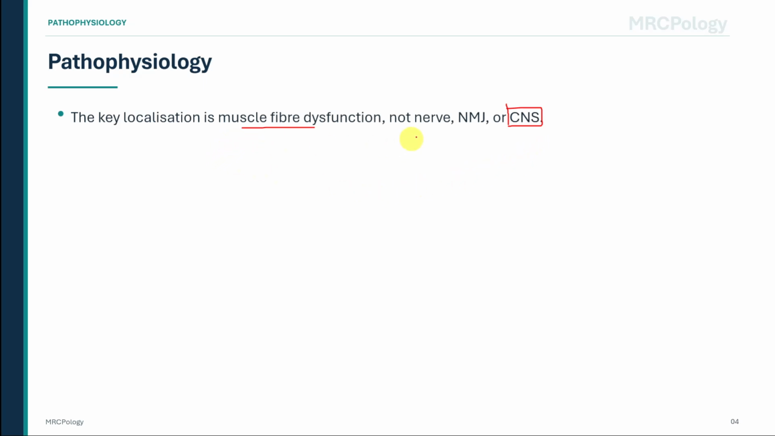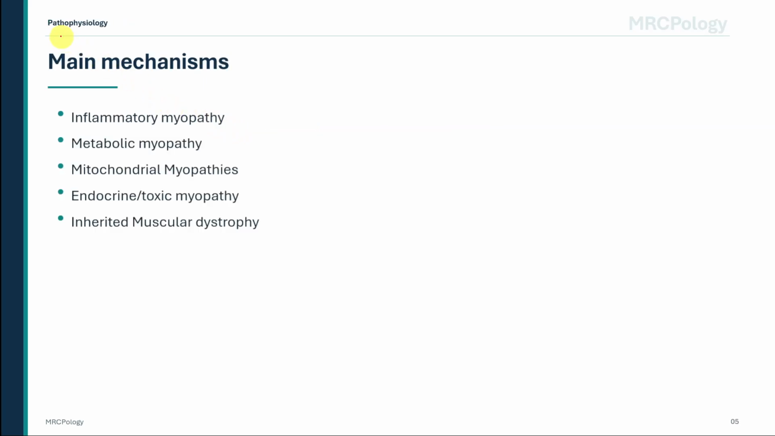A neuromuscular junction disorder produces fatigable weakness, often involving the eyes, face, bulbar muscles, or respiratory muscles without sensory loss. In a myopathy, the classic combination is proximal weakness, normal sensation, and relatively preserved reflexes. The main mechanisms of myopathy can be divided into inflammatory, metabolic, mitochondrial, endocrine or toxic, and inherited structural muscle disease. This classification is clinically useful because each mechanism produces different clues, investigations, and treatment priorities.